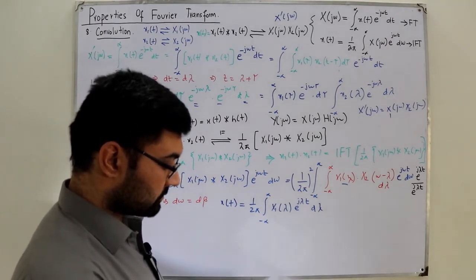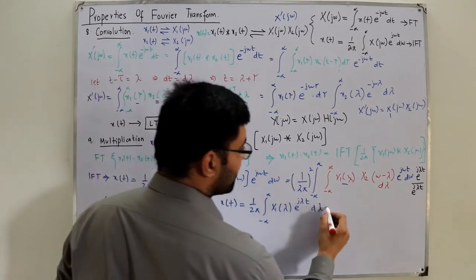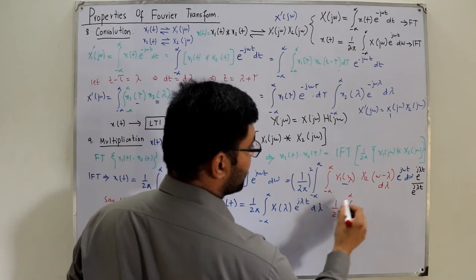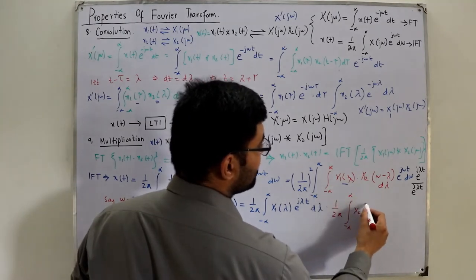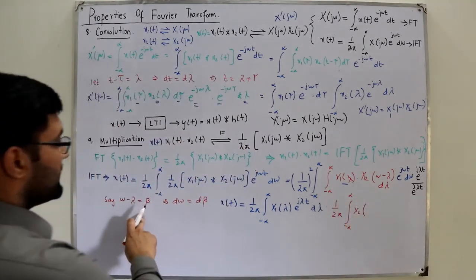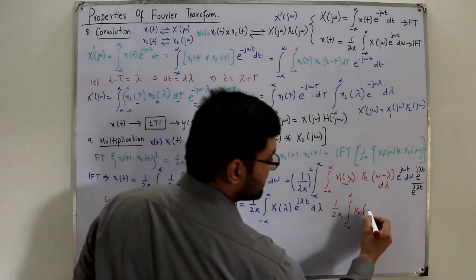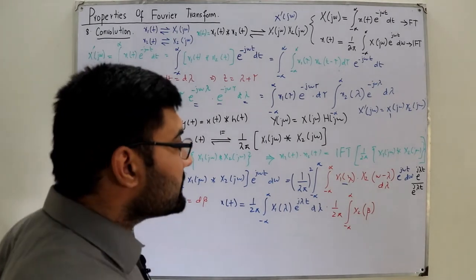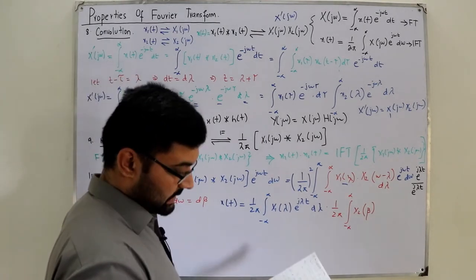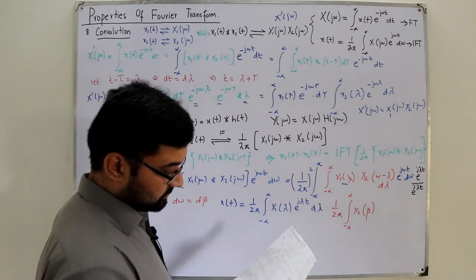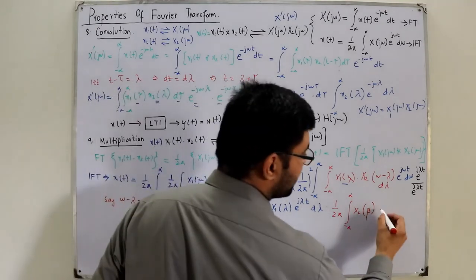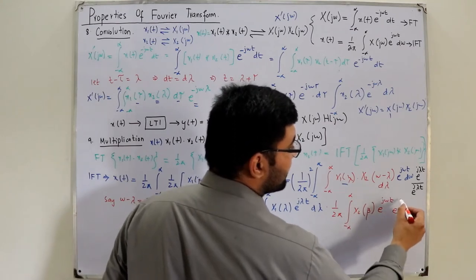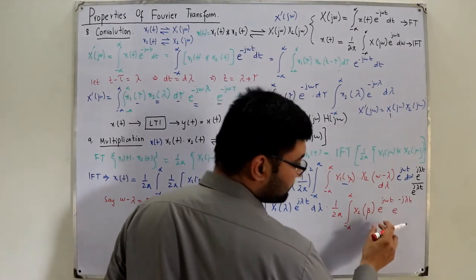Now you have another 1 over 2 pi over here. You have another limit of integration over here. You have an X2 of omega minus lambda is beta. Omega minus lambda is beta. Fine. Then you have exponential of negative j lambda t. You have this thing, exponential of j omega t, and you have exponential of negative j lambda t.